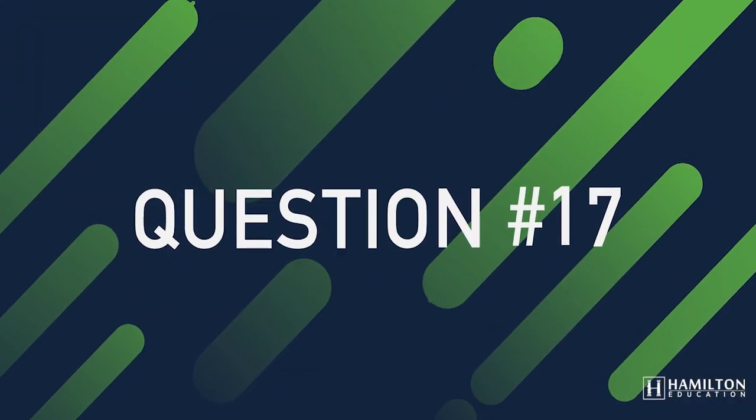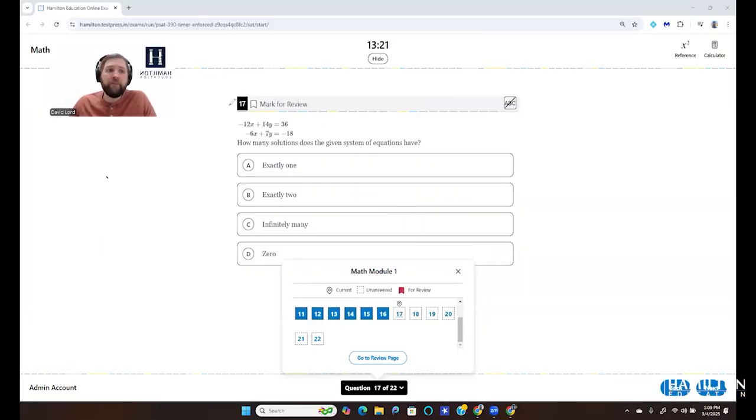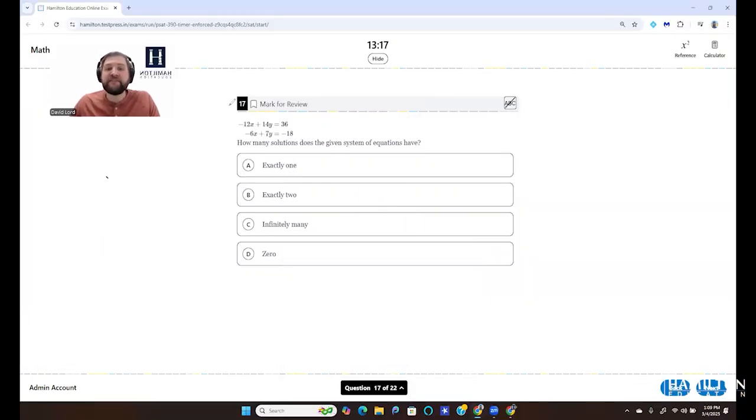So keep them in your mind when you're doing these types of problems. All right, question number 17. It asks how many solutions a given system of equations has. Well, a system of linear equations can never have exactly 2. So it must be either exactly 1, infinitely many, or 0. Zero would be when they're parallel lines. Infinitely many is when they're exactly the same line. And then exactly 1 is what you normally see in every math class.